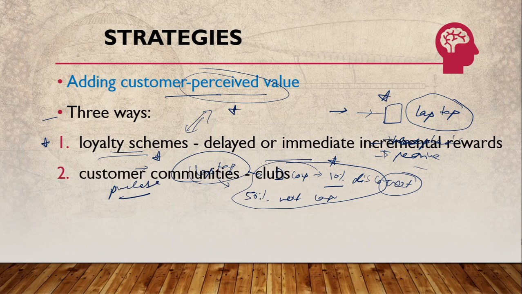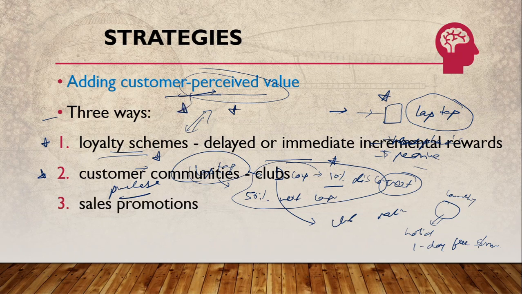Next is customer communities. There are some clubs like Club Mahindra Holidays. A club is nothing but a community or group of people, and when you are associated with that company or that community, what happens? They will give some free holidays, or let's say one day free stay with a hotel, something of that sort. So that is also one of the ways in which you are adding to the customer perceived value.